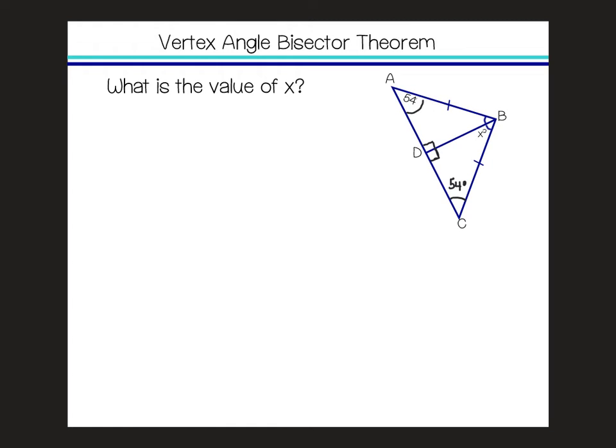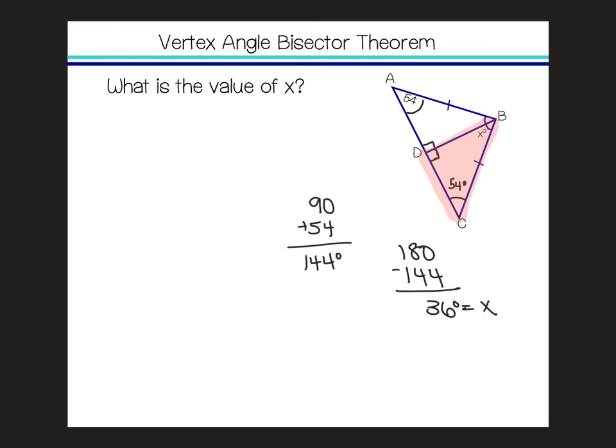Then, if I focus on using just this triangle, I have two of the three angles, and I know that angles of a triangle add up to be 180 degrees. So I have 90 plus 54, which is 144 degrees. And if I subtract that from 180, I get 36 degrees for angle x.